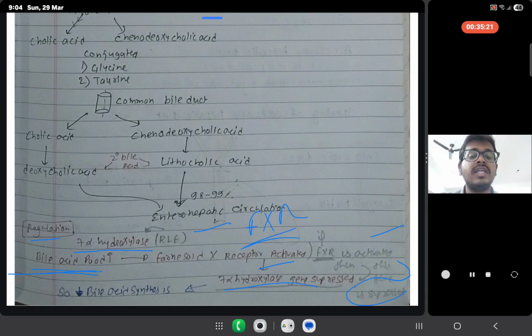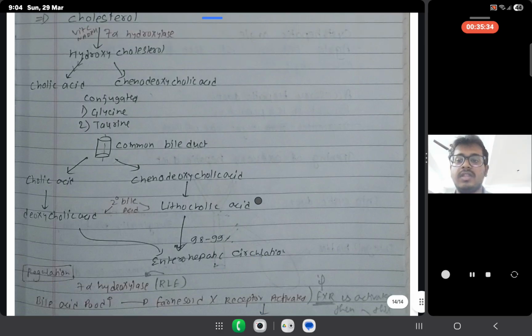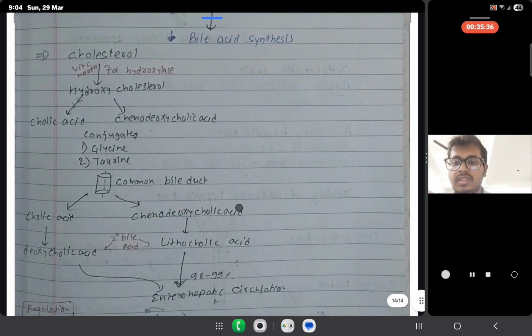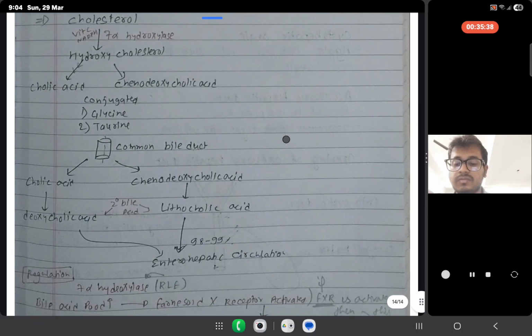Why is there 7 alpha hydroxylase gene suppression? Because FXR is activated. What does FXR do? It suppresses the 7 alpha hydroxylase gene, so there is less synthesis of bile acid. So this is how it is being regulated. First step is synthesis, the process of how it goes, then it is regulation.